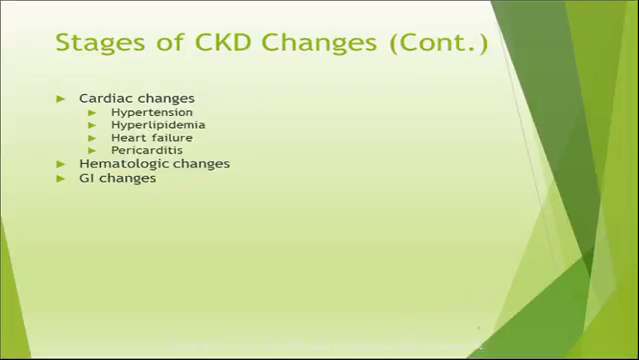Other things that we will see are manifestations of CKD. Every system is affected. You'll have hypertension, hyperlipidemia, heart failure, pericarditis. You'll have blood changes, GI changes. I'm not going to go into every single one of these because they are listed in your chart, in your book pretty well, but I will kind of hit the high points.